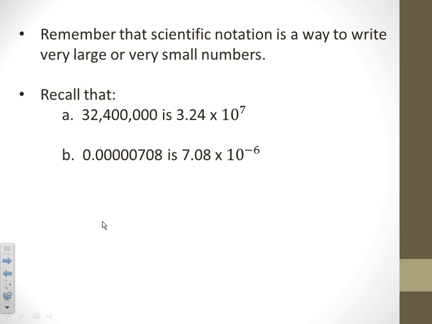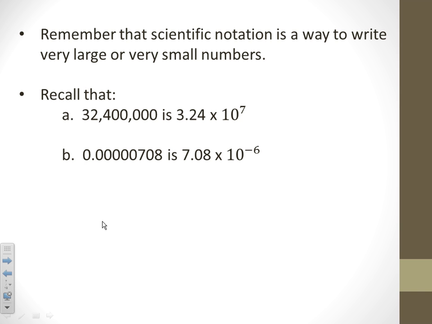All right, the next thing. You guys have used scientific notation now for a lot of years. All right, scientific notation, the whole purpose behind that is to have a way to kind of abbreviate really big or really small numbers. Okay, so for example, if we had 32,400,000 like I have typed for problem A, scientific notation would rewrite that as 3.24 times 10 to the 7th.